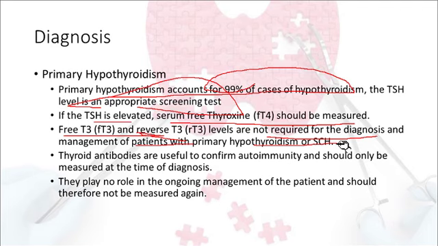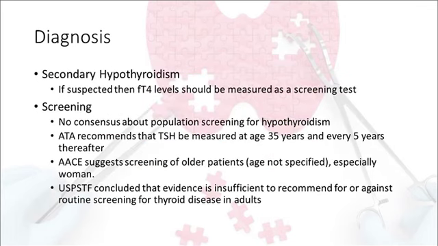Remember, the treatment level for subclinical hypothyroidism is dependent on the TSH levels. If the TSH level is greater than 10 micro-international units per liter, and taking into account that this will be a younger person, then we will consider treatment. Thyroid antibodies are useful to confirm autoantibodies and should only be measured at the time of diagnosis. Once the diagnosis is made, they are of no use whatsoever, and they play no role in the ongoing management of the patient, so they do not need to be measured thereafter.